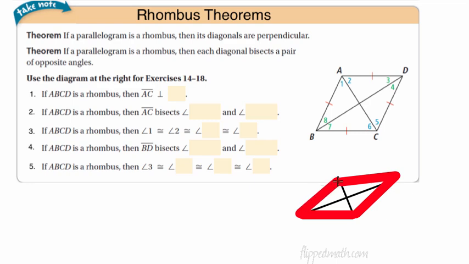That's how I used to do it on the board, so that I knew that the sides would be congruent to each other. The diagonals have to be perpendicular. So, second theorem: if a parallelogram is a rhombus, then the diagonals bisect the opposite angles.